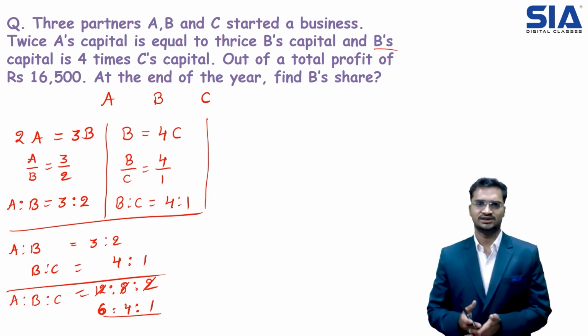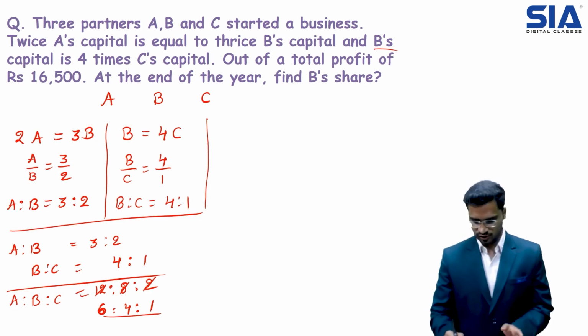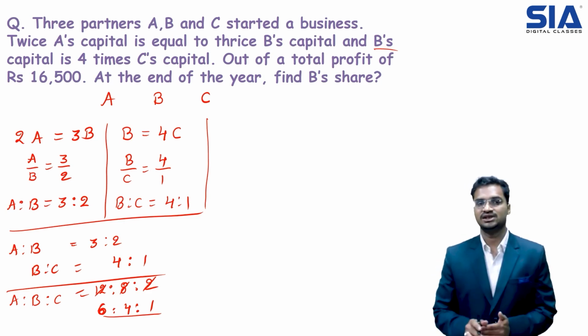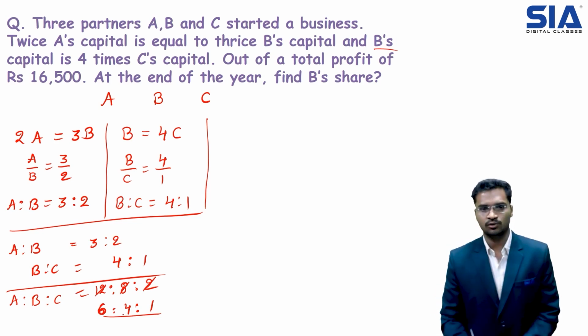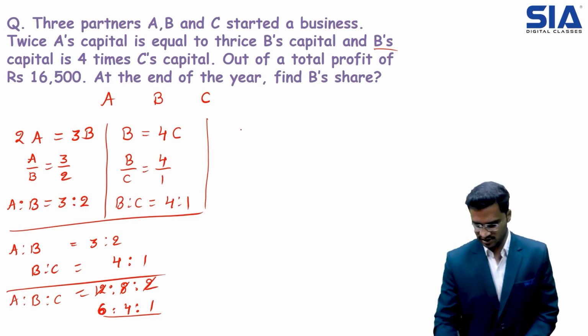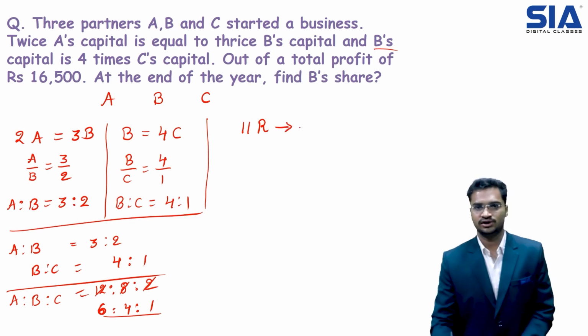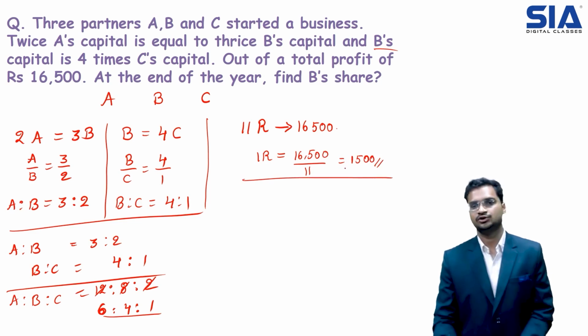Now what is he asking? Out of a total profit of 16,500 at the end of the year, so they are receiving 16,500 rupees. Now here the total ratio is how much? 6 plus 4 is 10, 10 plus 1 is 11. So the total ratio is 11 ratios, but the value is 16,500. Then 1 ratio is equal to 16,500 by 11. So I am getting 1500 as my value. So 1 ratio is 1500.